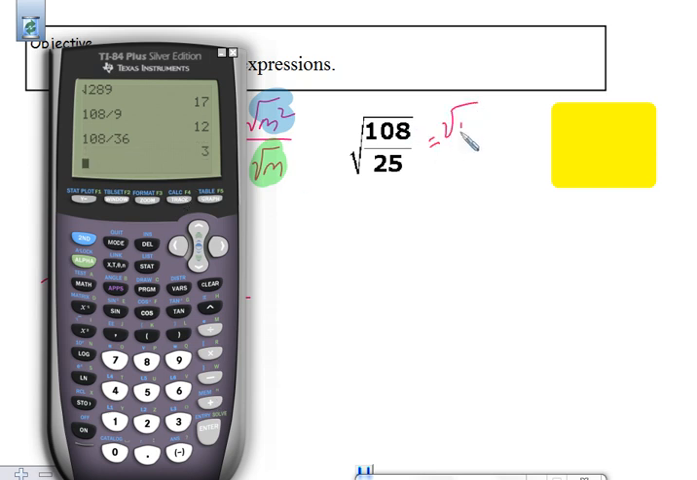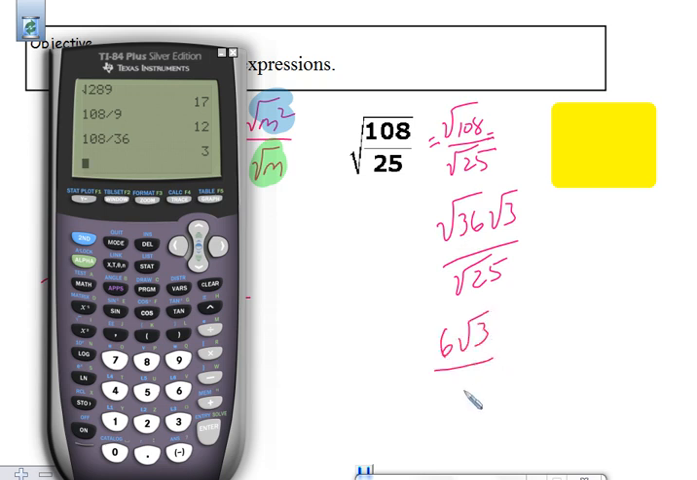So the square root of 108 is the same thing as the square root of 36 times the square root of 3. The square root of 25 is the square root of 25. Nothing's going to break down further than that. Which means you have the square root of 36, which is 6. The square root of 3 does nothing. And the square root of 25 is 5. This does not reduce. This is your final answer for that one.